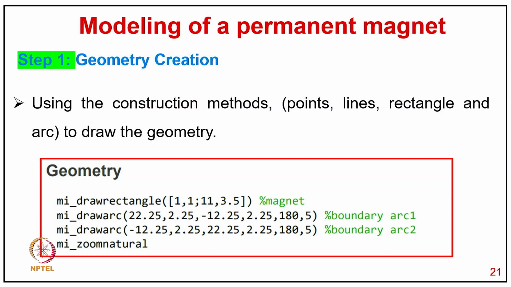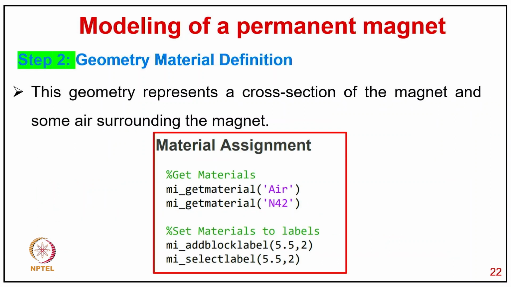The geometry here: I draw a rectangle in brackets 1, 1, semicolon, 11, 3.5, for the magnet, and I draw an arc, 2.25, 2.25, minus 12.25, 2.25, 180, 5, as the geometry of the arc, boundary arc 1, and then I draw the second one, minus 12.25, 2.25, then 22.25, 2.25, 180, 5, as boundary arc 2, and then mi_zoomnatural.